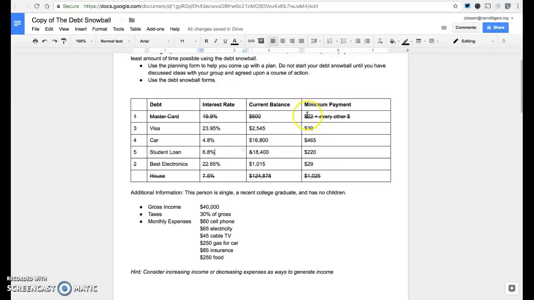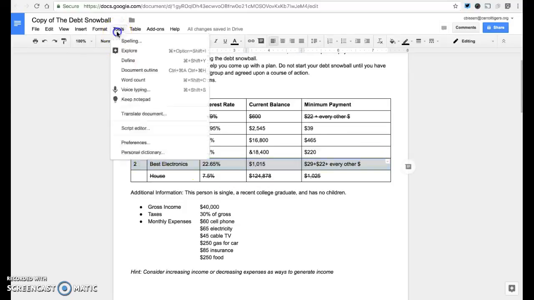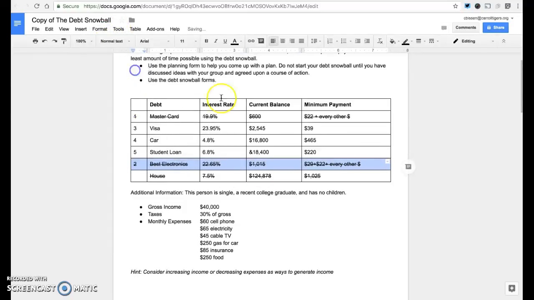So now instead of just going, great, I have 22 extra dollars to spend every month, I'm going to do the 29 here plus the 22 I would have spent up there, plus every other dollar I can come up with. So now I'm paying a little bit more every month towards this $1,000 balance. Once I'm done, I cross it off and I go to my third smallest, and I'm going to pay the 39 plus the 29 I was paying here plus the 22 I was paying on my MasterCard plus every other dollar I can come up with.